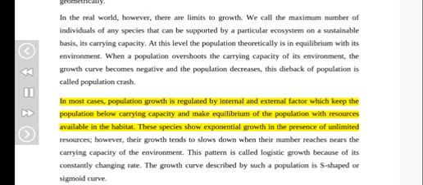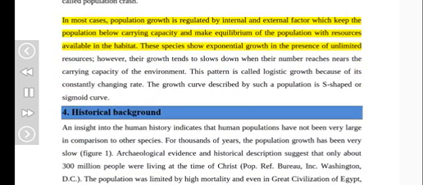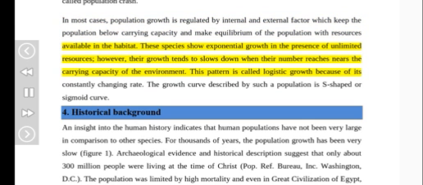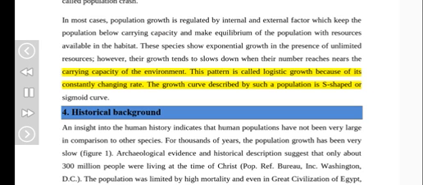In most cases, population growth is regulated by internal and external factors which keep the population below carrying capacity and make equilibrium of the population with resources available in the habitat. These species show exponential growth in the presence of unlimited resources. However, their growth tends to slow down when their number reaches near the carrying capacity of the environment. This pattern is called logistic growth because of its constantly changing rate. The growth curve described by such a population is S-shaped or sigmoid curve.